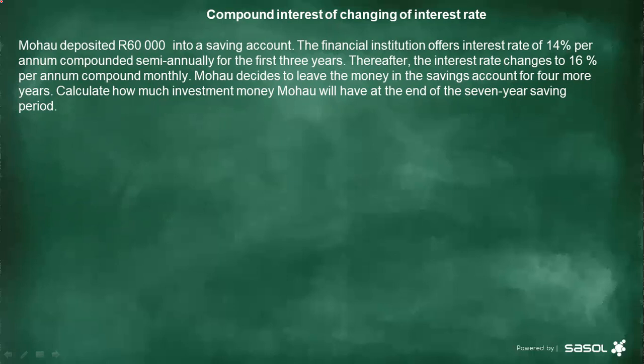question? Let's read. Mohau deposited 60,000 into a savings account. The financial institution offers an interest rate of 14% per annum, compounded semi-annually for the first 3 years. Thereafter, the interest changes to 16% per annum, compounded monthly. Mohau decided to leave the money in the savings account for 4 more years. Calculate how much investment money Mohau will have at the end of the 7-year period.